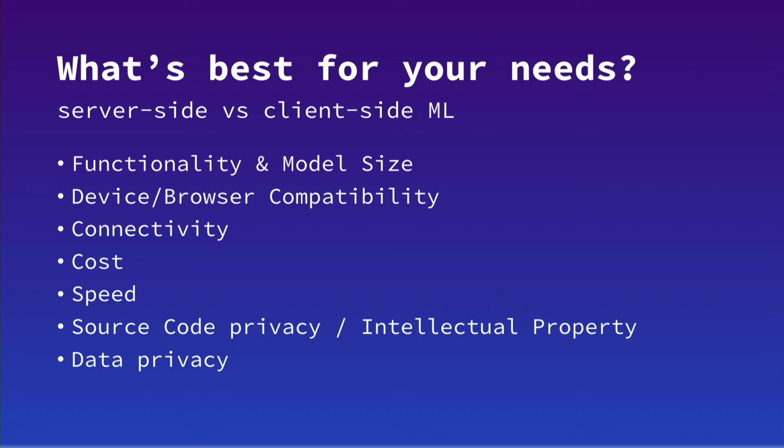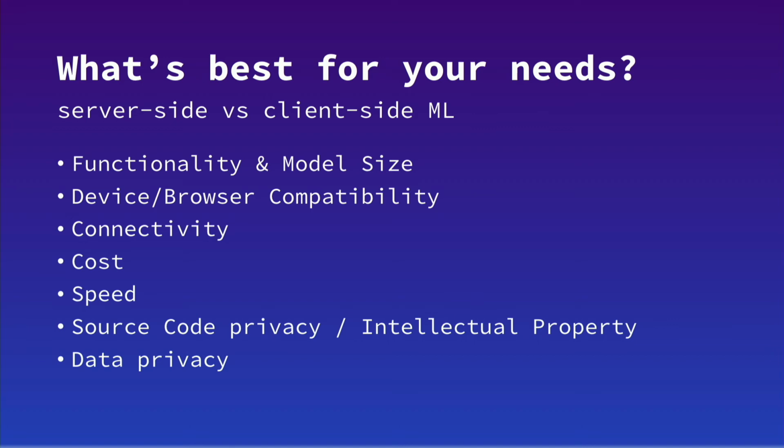So what's best for your needs? This is probably the most interesting slide for you all. If you're thinking about implementing some machine learning into your application, what should you be thinking about, and how should you decide whether to put the machine learning on the server or on the client? These are a couple of the points that you should be thinking about. The first is functionality and model size. How complex is the model that you want to use? The browser is only suitable for certain types of models that can actually be optimized. So this is something you need to think about.